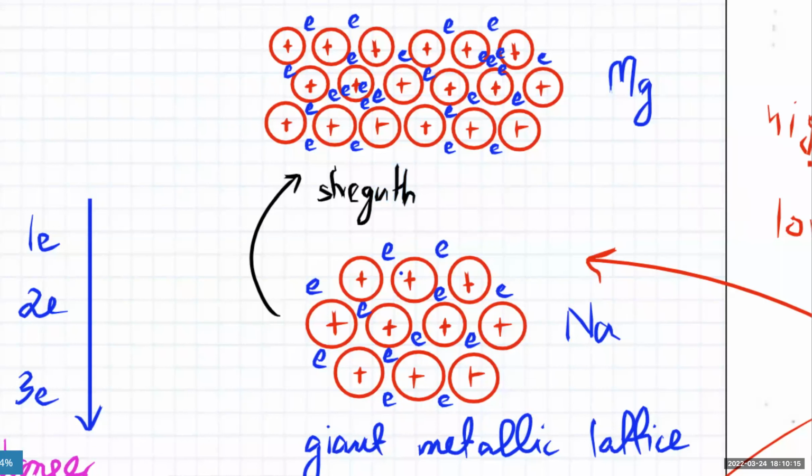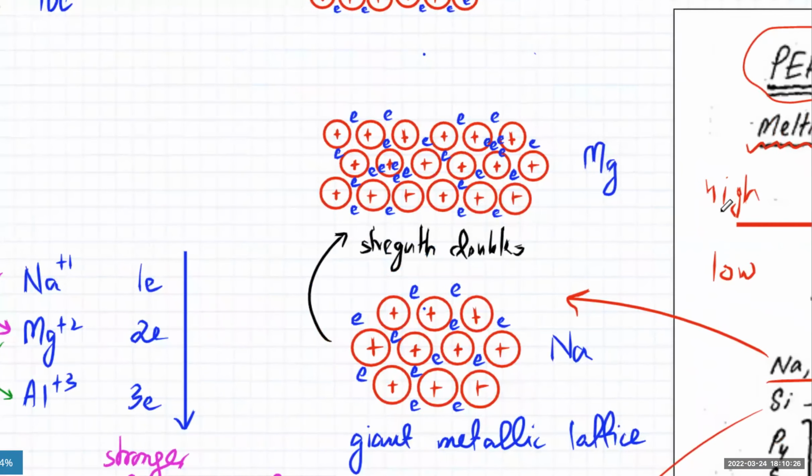ठीक है, the strength, it doubles. अच्छा, why does it double? क्योंकि the number of electrons, delocalized electrons, they double. पहले Na was losing just 1 electron, Mg is now losing 2 electrons.